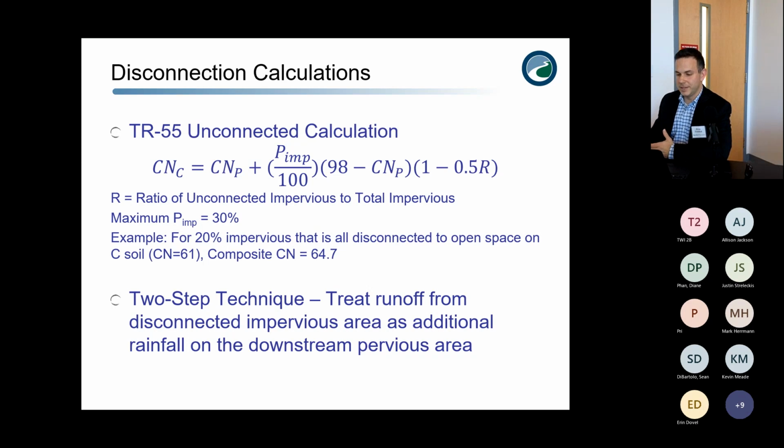There's also a 2-step technique that is allowed by NJDEP. And the way you can think about that is if you have a paved area that you're putting over a grass area, you can treat that runoff from the paved area as extra precipitation on the pervious area. So the reason it's called a 2-step technique is you have to calculate, in step 1, what that volume is that's being generated by the paved area, and then you have to artificially increase your precipitation in the second step to calculate what the total runoff would be downstream.